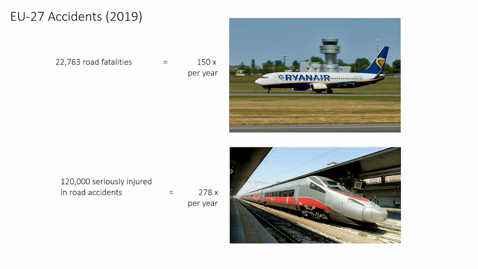If we look at the number of serious injuries due to road traffic, well, it's 120,000 in 2019, and that is the equivalent of the number of serious injuries that we had if 278 high-speed trains in Italy had derailed and all the 432 passengers had actually been seriously injured during the accident.